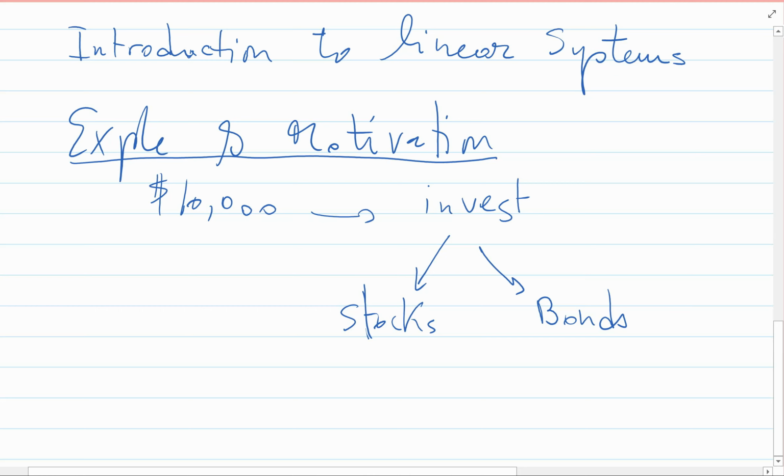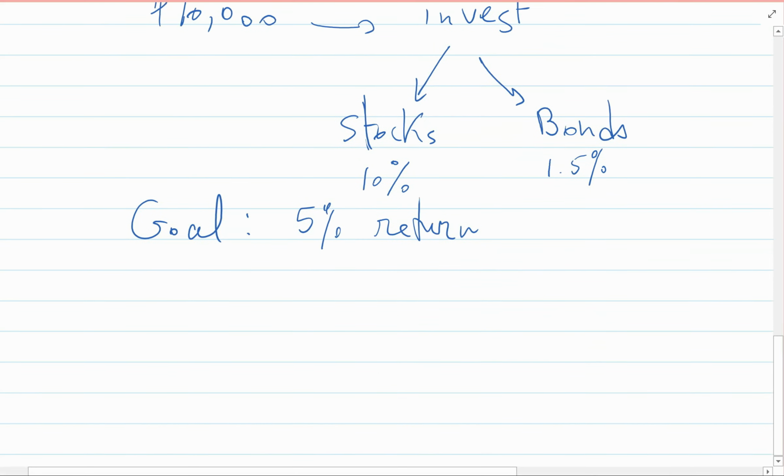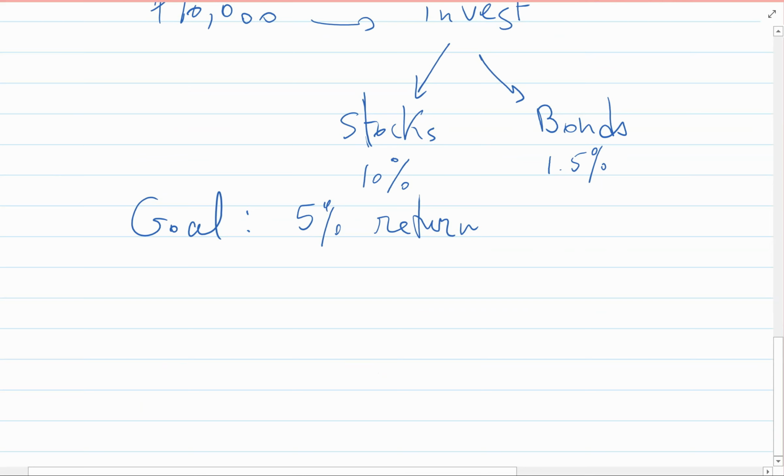So let's go to stocks, and let's say, for the sake of argument, that we're getting a 10% annual return, while the bonds will give me only a 1.5% return. So keep in mind, this is the goal: I'm satisfied if I can get a 5% return on my investment. So I'm putting $10,000 and I just want 5%. So the question becomes, how much will I put in stocks and how much will I put in bonds?